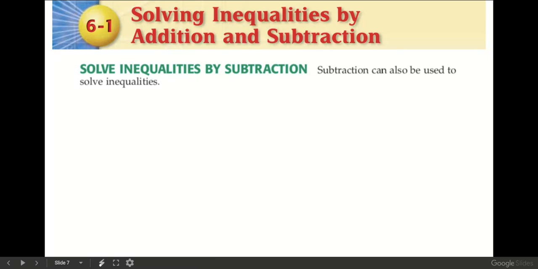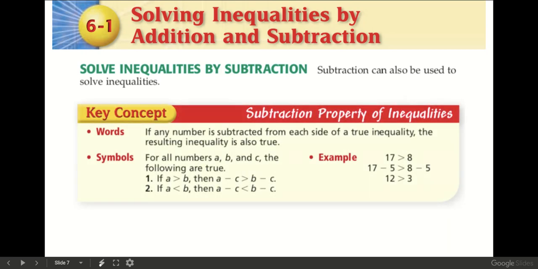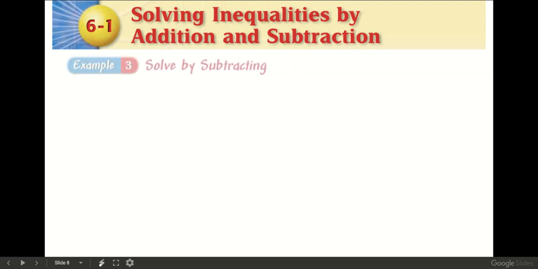So let's look at solving inequalities by subtraction. Solving by subtraction is just like solving by addition. So same thing, if I have 17 is greater than 8, and I subtract the same thing from both sides, then I would get 12 is greater than 3, right? The left side is still greater than the right side. That does not change. This property is true when it's greater than and less than, or greater than or equal to, or less than or equal to, right?